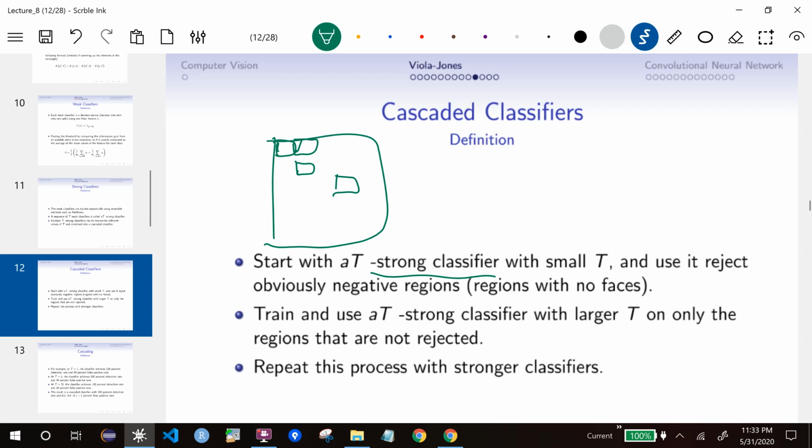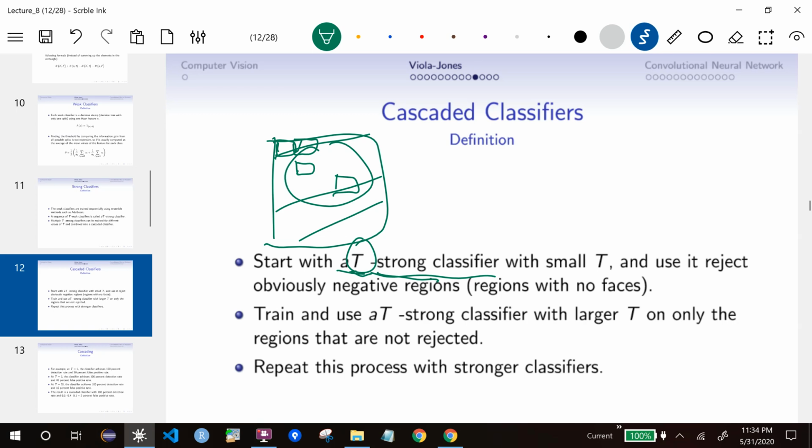Instead of doing that, where each region is slow, let's train a strong classifier that is not that strong, with a small value of T. We use those not-so-strong classifiers to just get rid of the obvious non-face regions. Then in the remaining regions of the image, we can use a slightly stronger classifier, a strong classifier with a larger T value. Then we can get rid of some more of those non-face regions, and we just keep doing this.